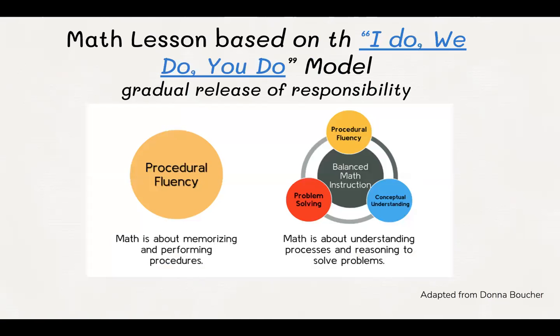Okay, so if we take a look at math, and looking at a math lesson based on the I do, we do, and you do model with the gradual release of responsibility. And what they mean by the gradual release of responsibility is gradually taking away the scaffolding. I do, we do, much more scaffolding. You do is when we're gradually taking away that responsibility through that whole process.